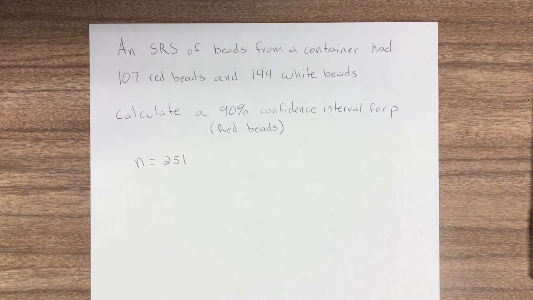We want to calculate a 90% confidence interval for p, so that's a proportion, and we are looking for the number of red beads. So imagine that a container had more than 3,000 beads, and we want to know how many red beads are actually in that container. We don't want to count all of them, so we can construct a confidence interval to estimate the proportion of red beads in that big container.